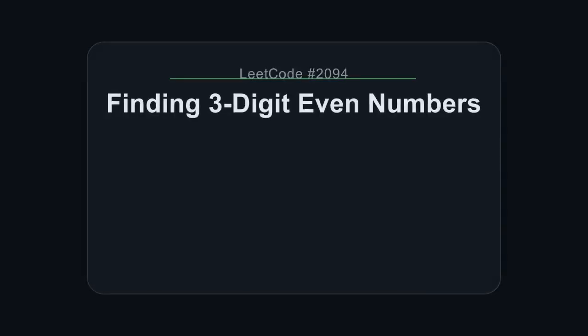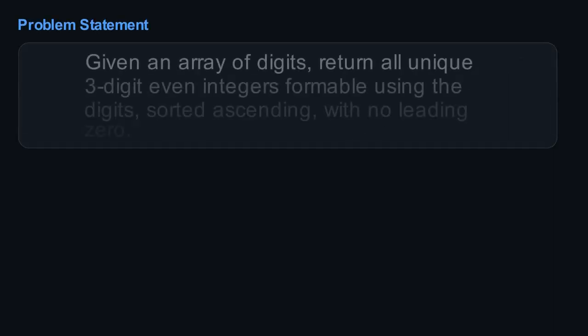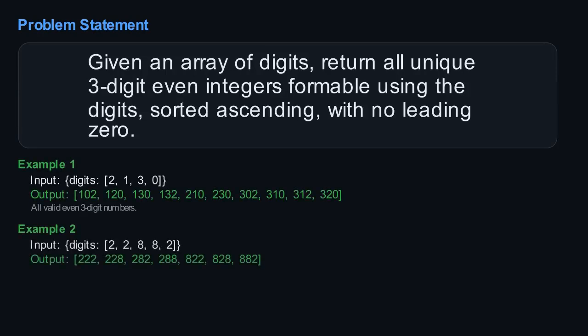Today, we're tackling a problem. Given a list of digits, how do we efficiently find all unique three-digit even numbers that can be formed using any three of these digits? The input is an array of single digits. We need to construct unique three-digit even numbers.